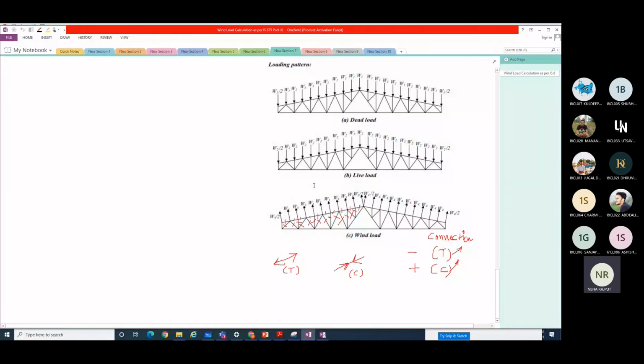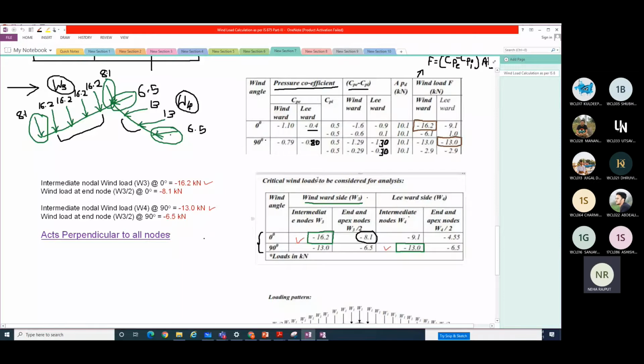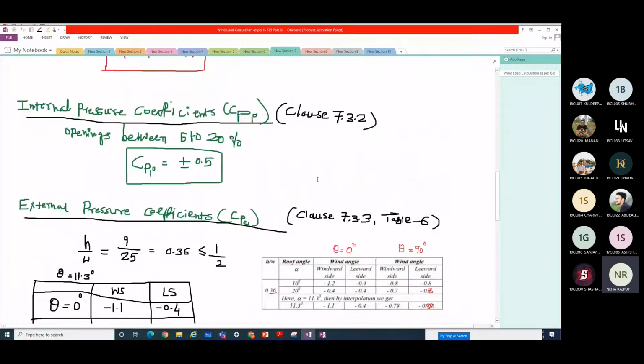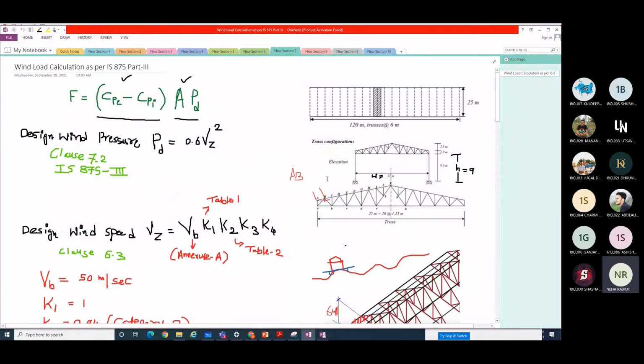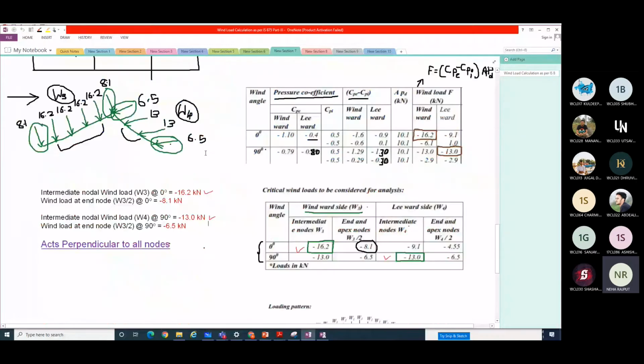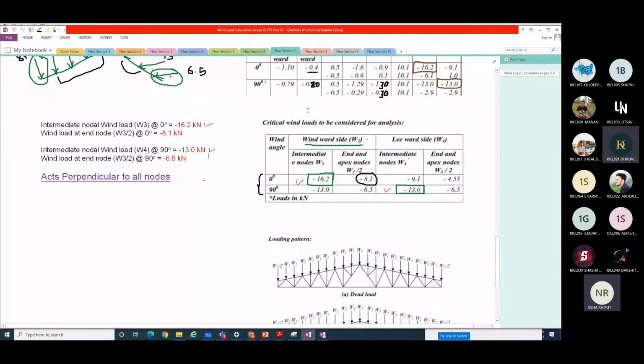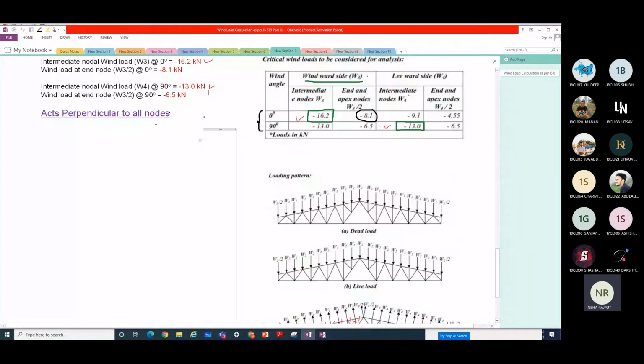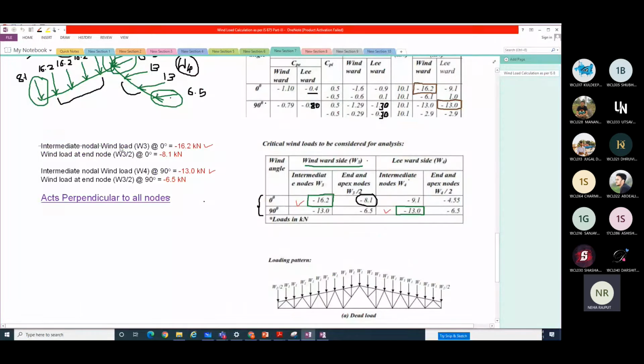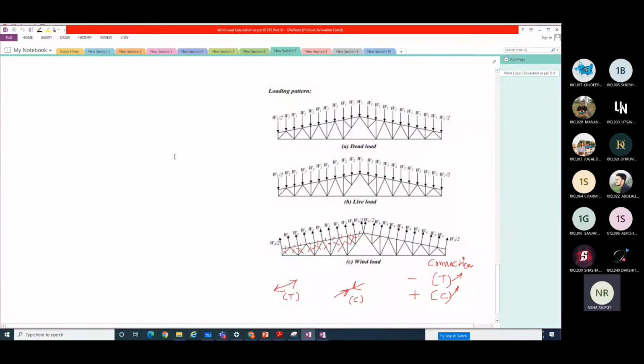So I guess in last lecture we have completed the calculation of wind load. Is it? I think wind load calculation we have completed. Yes, ma'am. Right. So this way we have the intermediate nodal wind load and at the end of the node at 0 degree and at 90 degree. So all this calculation we have, and at last we now have the dead load, live load and wind load, right?